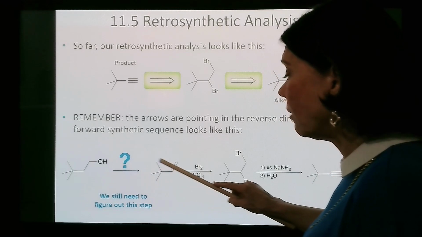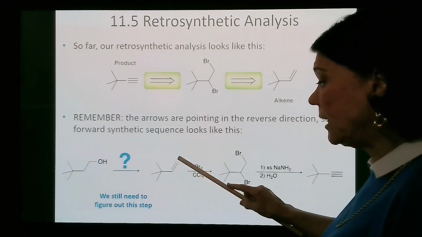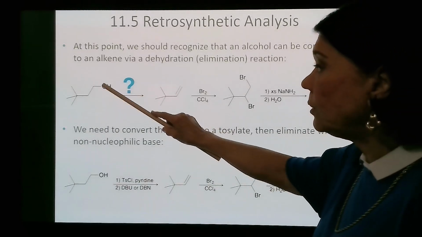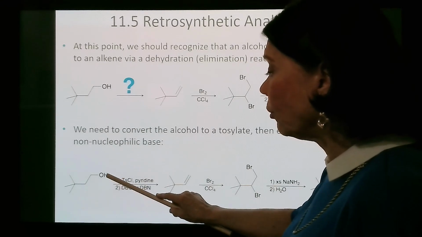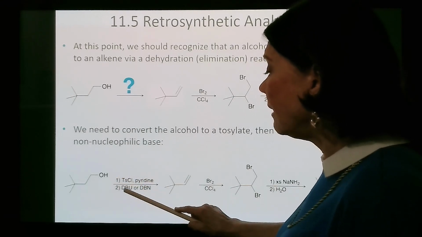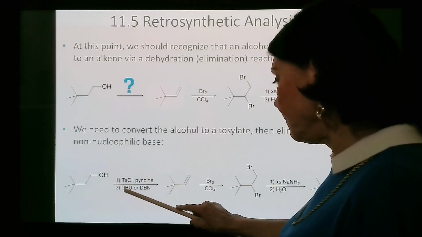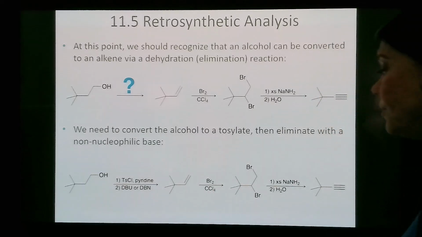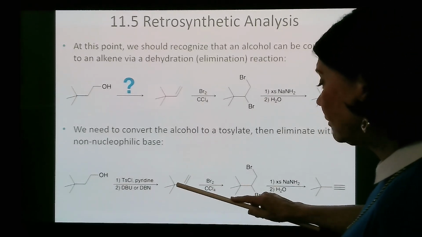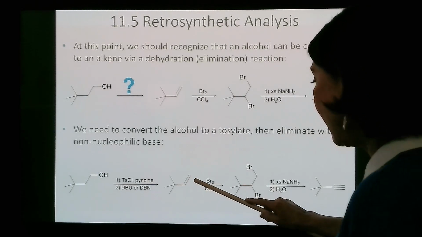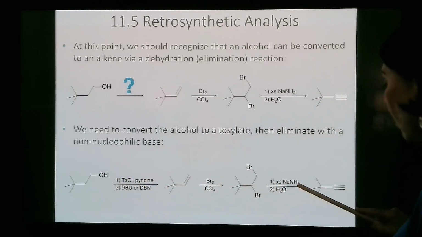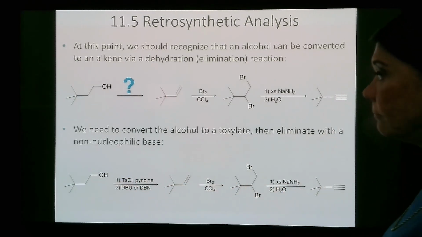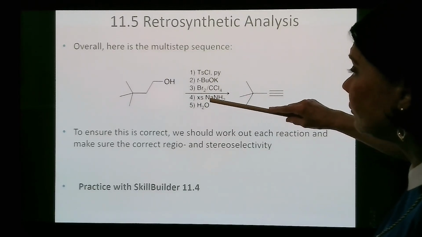You know how to convert an alcohol into an alkene. We've seen that before. So the first thing that you need to do is make the alcohol a better leaving group, tosyl chloride and pyridine. Then use DBU or DBN and synthesize the alkene from that. And so now you have your total synthesis there. Here's the synthesis.